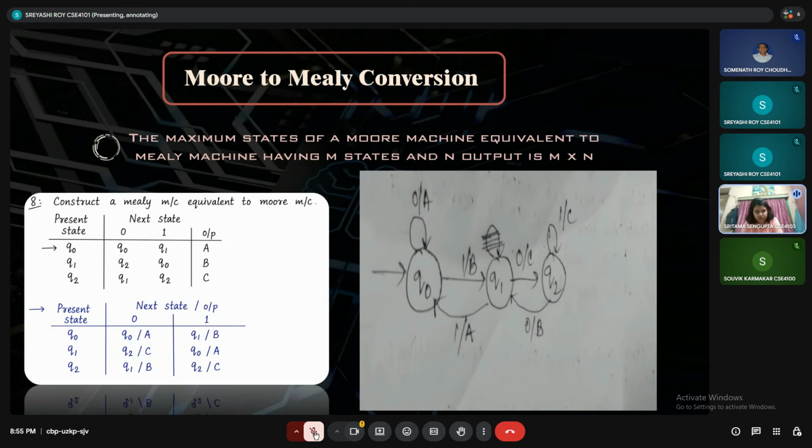And here we can directly go from Moore machine to Mealy machine. So for Q0 the output is A, so Q0 output A, and 1 output is B. For Q1, after accepting 0, it is going to next state Q2, and for Q2 output is C. And for present state Q1, after accepting input string 1, it is going to Q0 state, and for Q0 state output is 1, and for Q2 that is also the same. Then I will move to the GATE question.